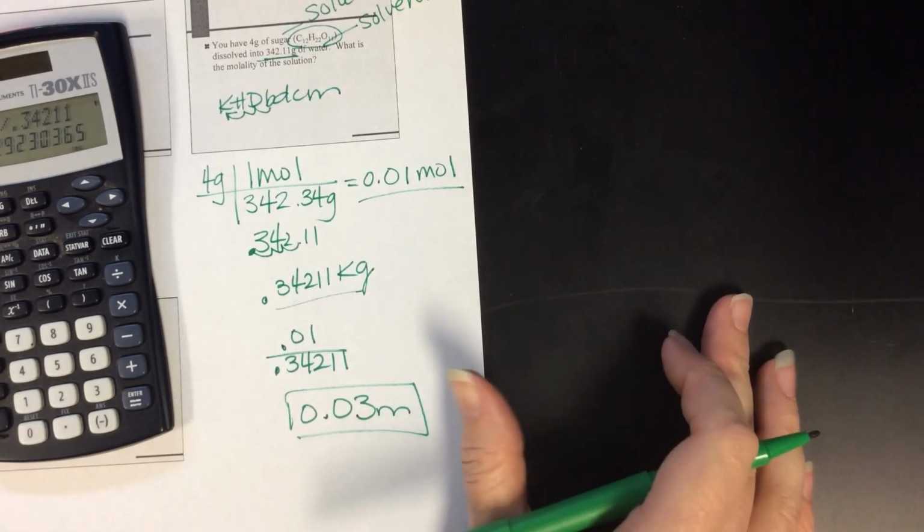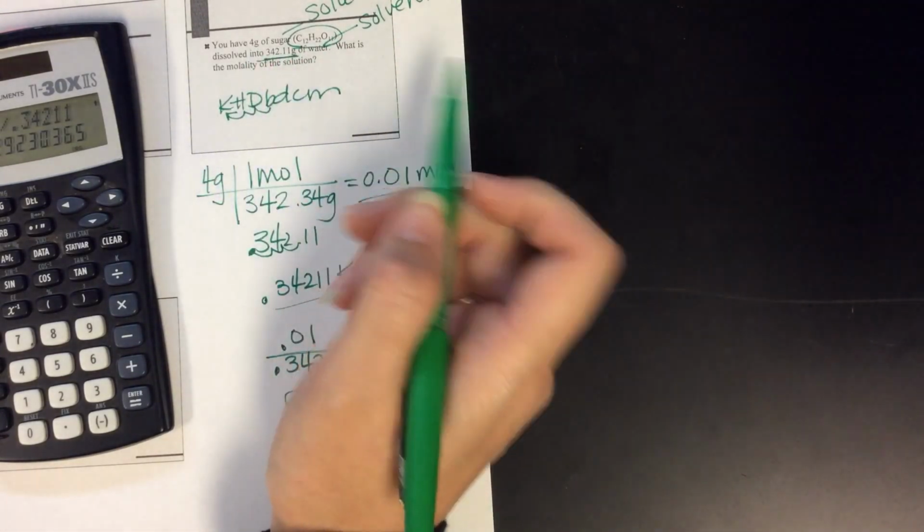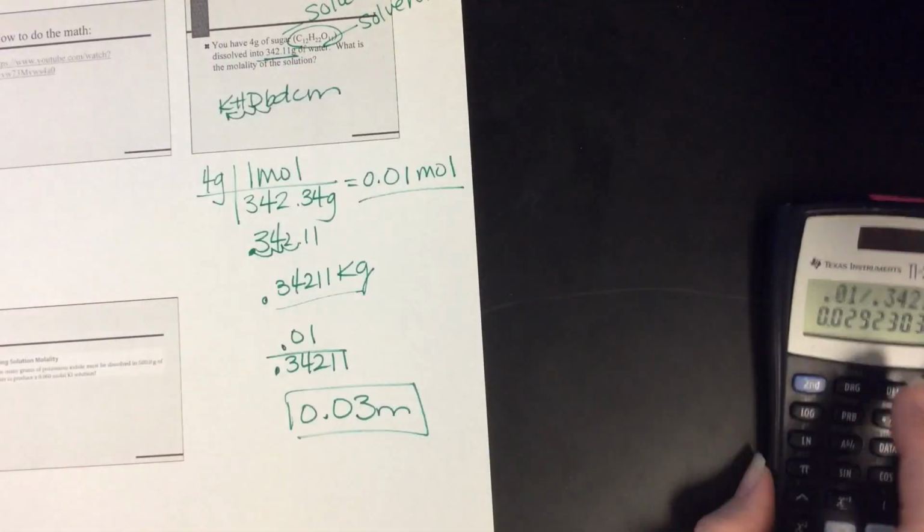So same general process. The only difference here is you're going to take your bigger number. Instead of going to liters, you're going to go to kilograms.